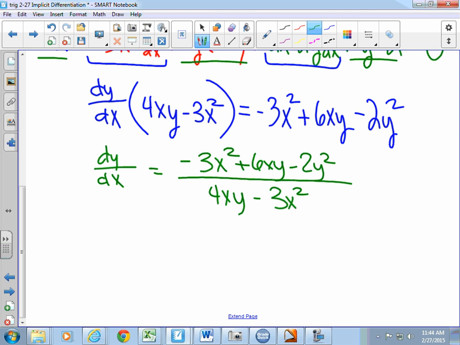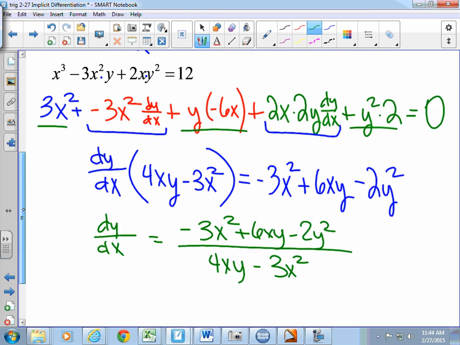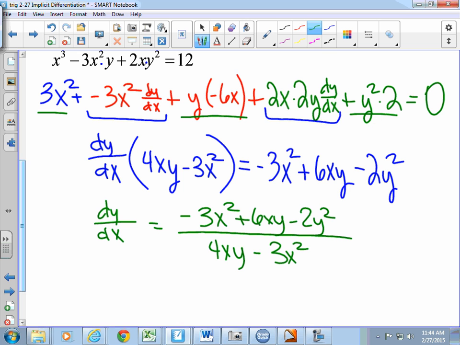Any questions on this one? So what I did is I practically considered this plus negative 3x squared. And I just thought of it as negative 3x squared. And that's the way I do it. Now you could factor out a negative 3 and then do a product rule on the x squared times y and then distribute the negative 3 back in. It would get you the same thing.